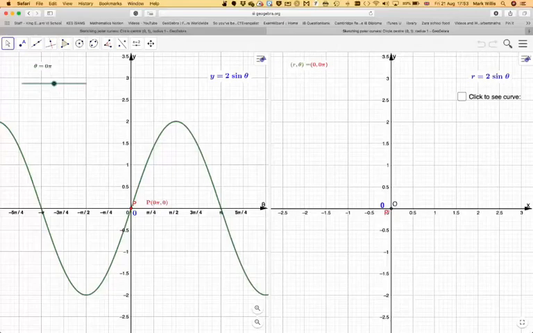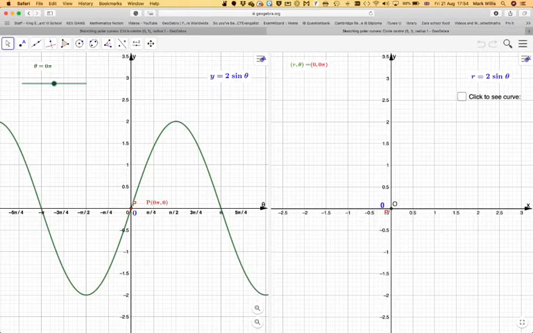Okay, in this video we're going to use a Cartesian graph again to draw a polar equation with r equal to 2 sin θ. To do that we need the graph of y equals 2 sin θ. Remember that for polar coordinates we need r and θ, where θ is measured from here. These are positive angles up to π, and then all the way around to minus π.